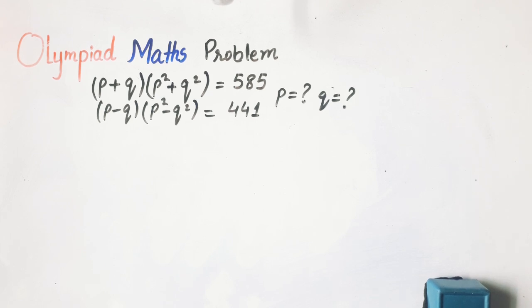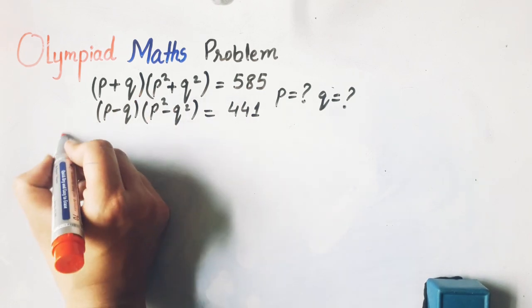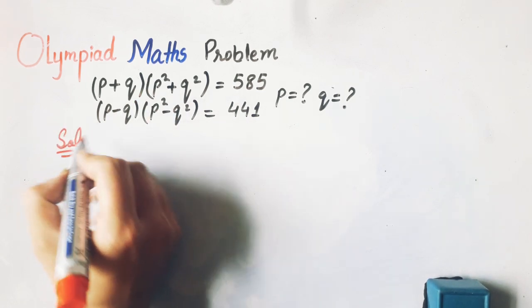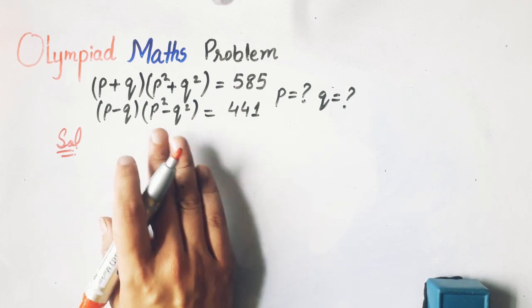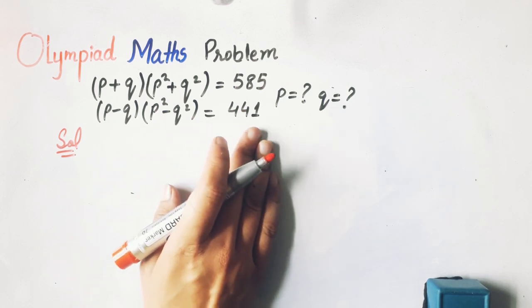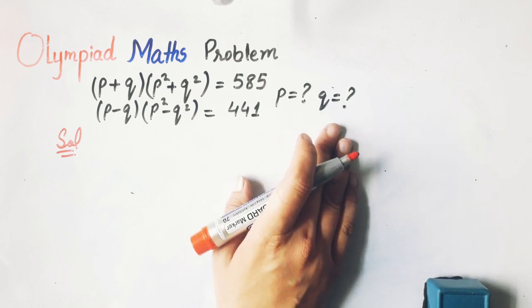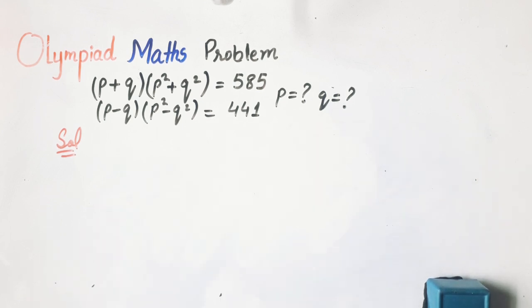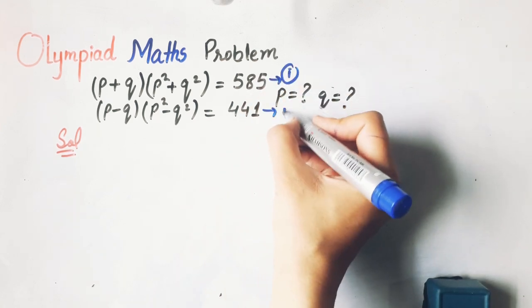In today's video, we will solve a very interesting Olympiad math problem: (p plus q)(p² plus q²) equals 585, and (p minus q)(p² minus q²) equals 441. You have to find the value of p and q. So how will we start solving this question? We will consider this as equation 1 and this as equation 2.